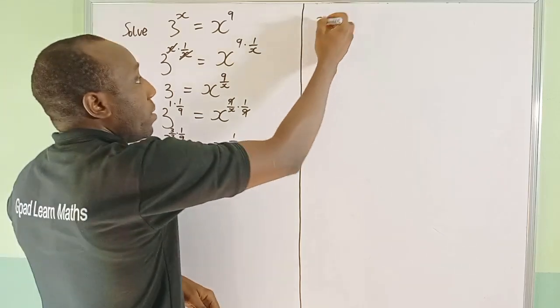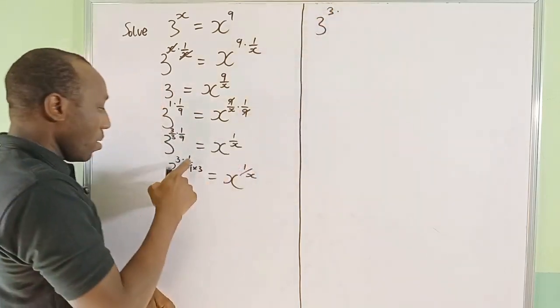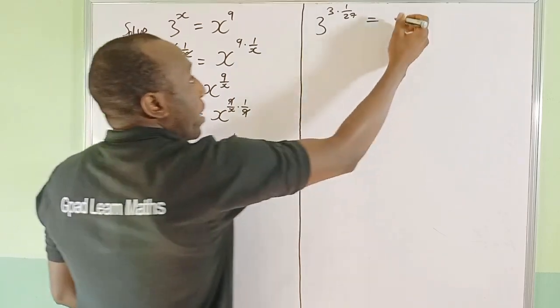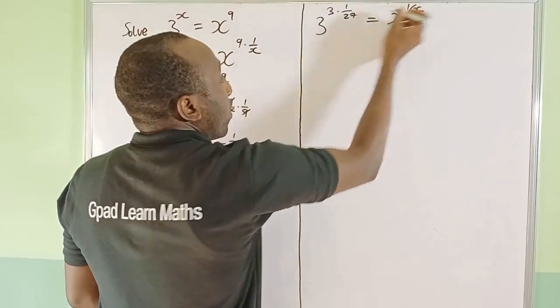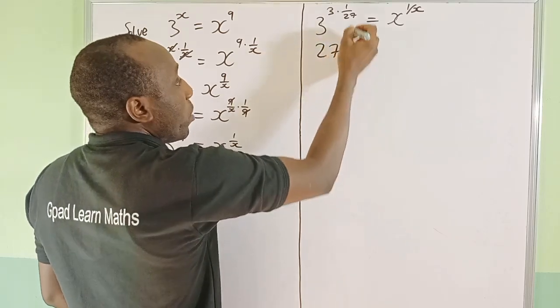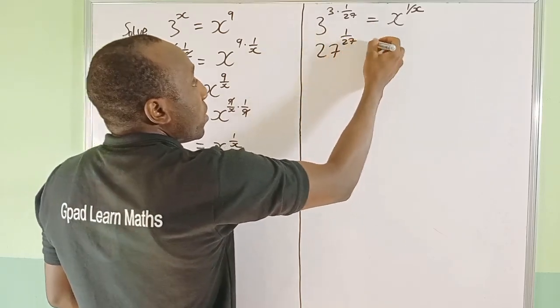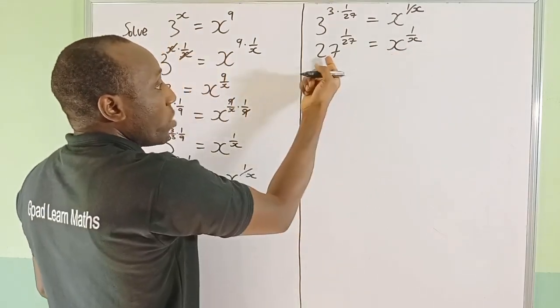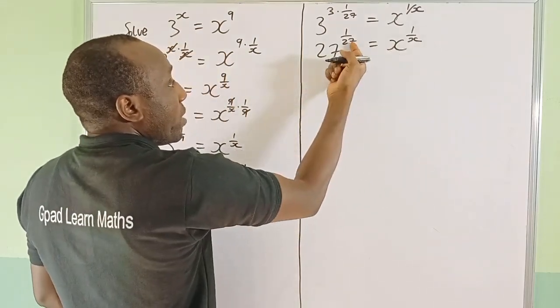So this is 3 raised to the power 3 times 1 over 27, which is equal to x raised to the power 1 over x. All right, now 3 raised to the power 3 is what? 27. Then we have the power 1 over 27, which is equal to x raised to the power 1 over x. Good. So we can now say, okay, x is 27, since we got 27 here and here as well.